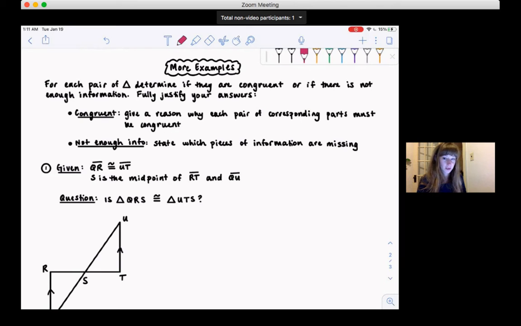If we want to say that the triangles are congruent to each other, we're going to give a reason why each pair of corresponding parts must be congruent. So if we're doing this, we need 6 reasons total, because there are 6 pairs of corresponding parts. There's 3 pairs of sides and 3 pairs of angles. If we want to say that there's not enough info, we're going to state which pieces of information are missing. So which pairs do we not know about?